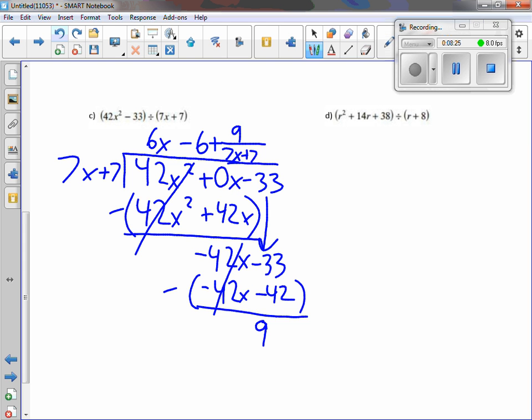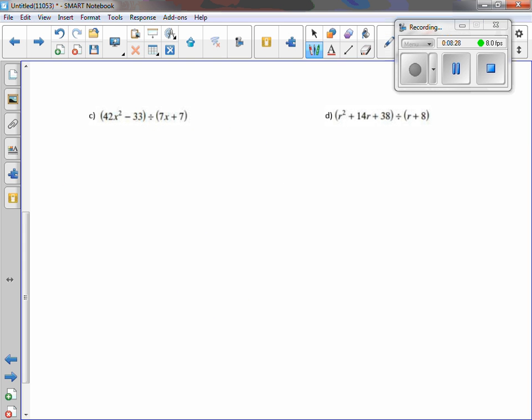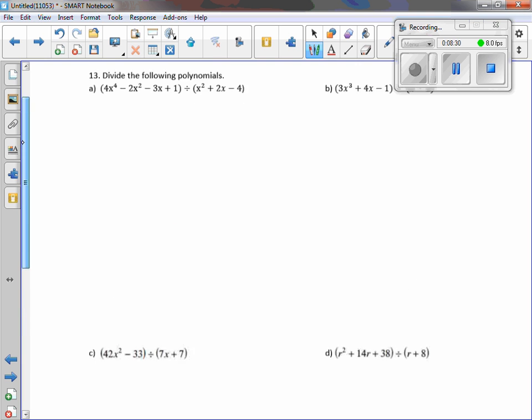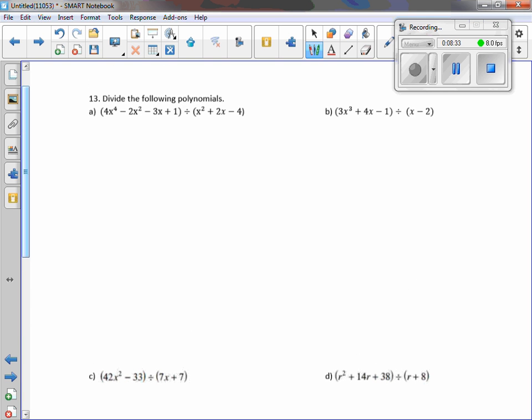Now let's head back up to B. B is a little bit different. Notice over here we have x minus 2. That x is all alone. It's not squared. There's no 2x like C has 7x. x is just all by itself. When x is all by itself in that second polynomial, we can use what's called synthetic division. Here's how we do that.